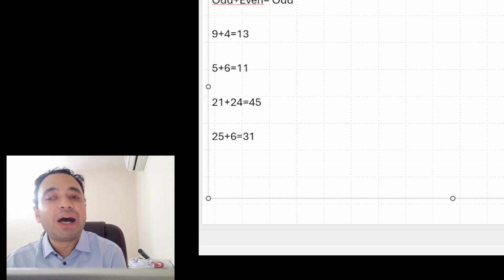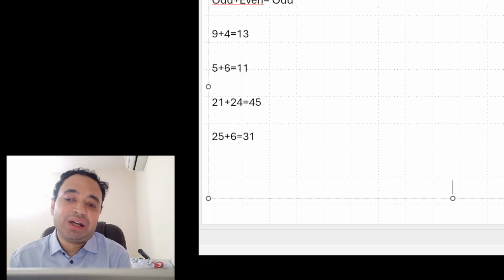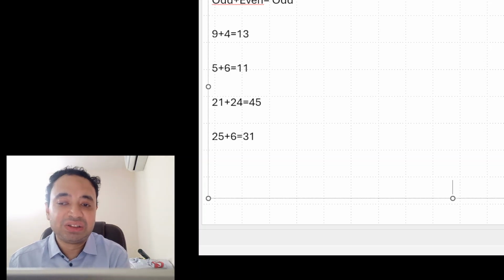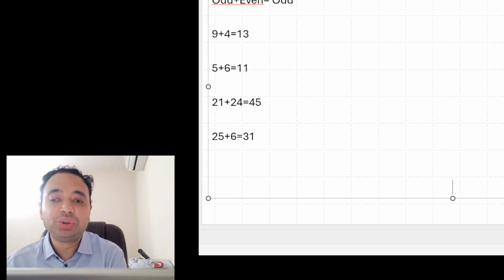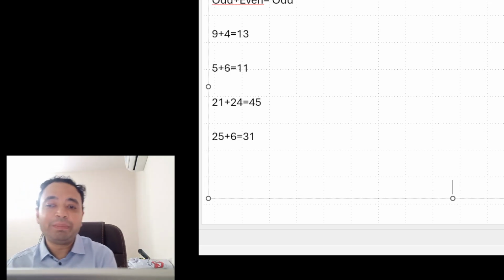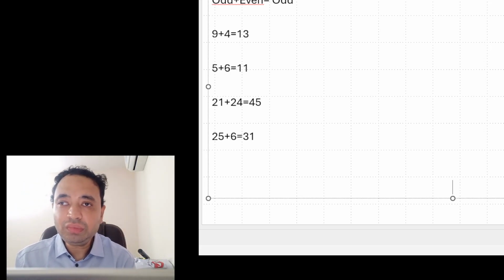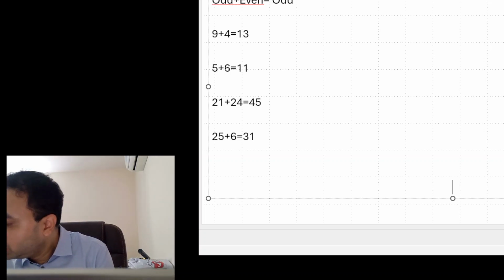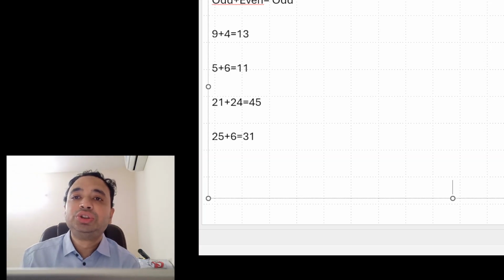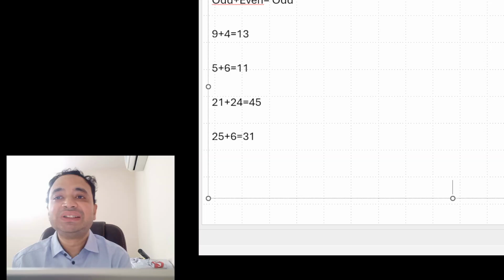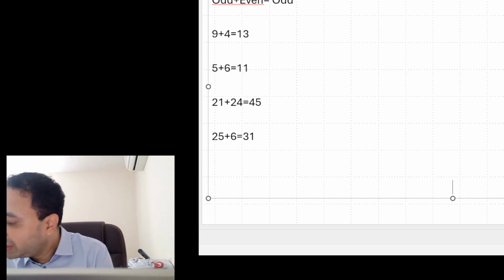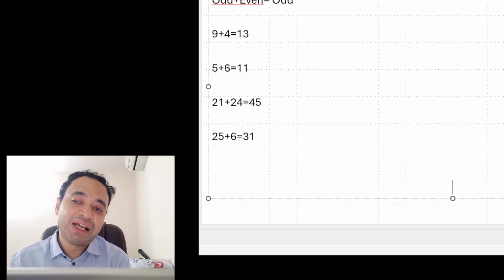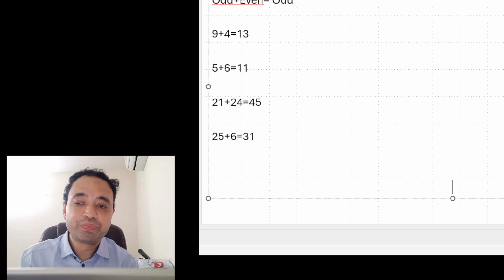In the same way, 1 is neither a prime nor a composite number. So these two are treated differently in mathematics, 1 and 2. 1 is neither a prime nor a composite number. Number 2 is called an even prime. It is even as well as a prime number.